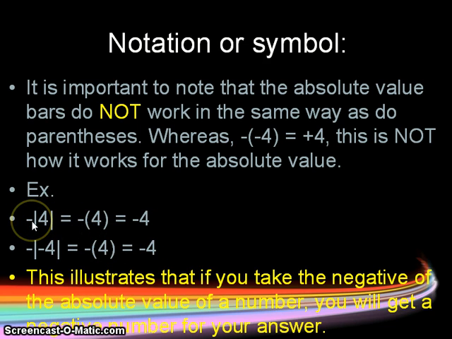And the negative of 4 is negative 4. The negative absolute value of negative 4 is the same as this one, that is negative 4, because the absolute value of negative 4 is also 4. So they have the same answer. So this illustrates that if you take the negative of the absolute value of a number, you will get a negative number for your answer.